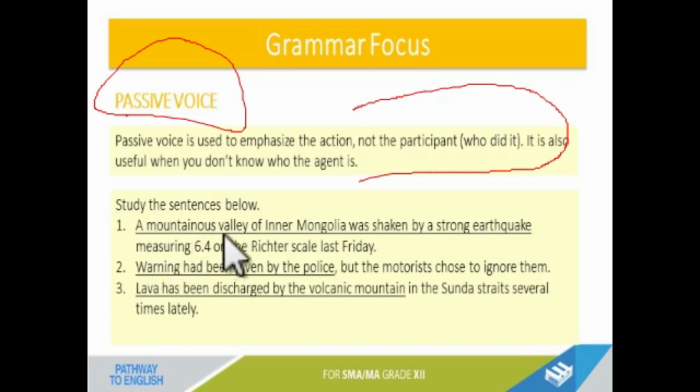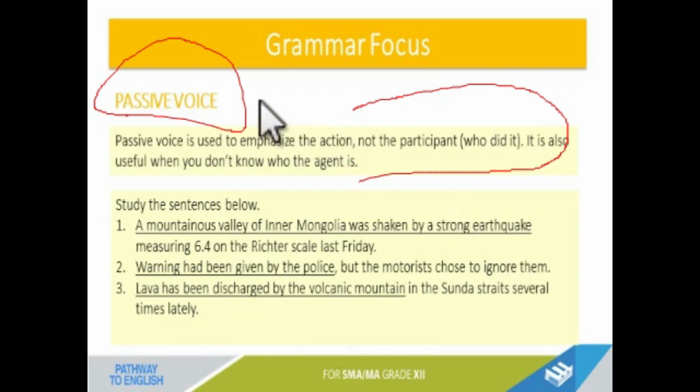First, a mountainous valley of Inner Mongolia was shaken by a strong earthquake measuring 6.4 on the Richter scale last Friday. Second, warning had been given by the police, but the motorists chose to ignore them. And then third, lava has been discharged by the volcanic mountain in the Sunda Strait several times lately.